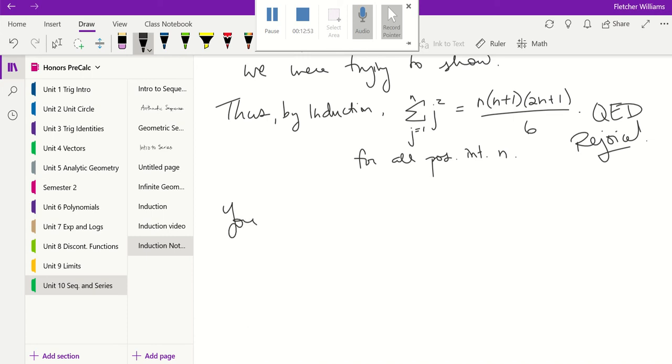You try. Prove this statement. Prove that the sum of the first n integers, just not squares, just 1 plus 2 plus 3 plus 4 plus 5, the first n of those numbers equals n times n plus 1 over 2.